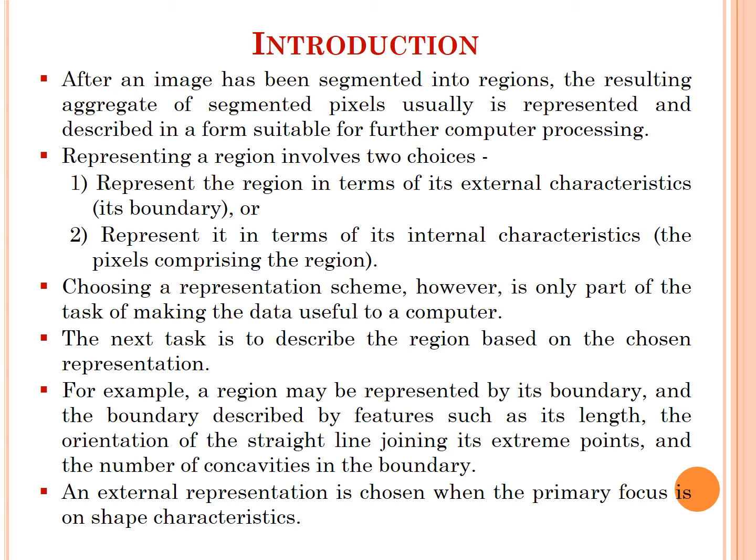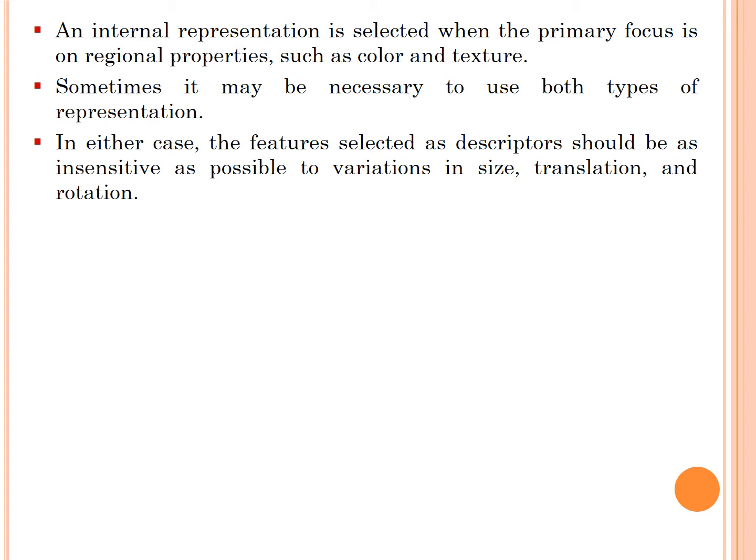An external representation is chosen when the primary focus is on shape characteristics. An internal representation is selected when the primary focus is on regional properties such as color and texture. Sometimes it may be necessary to use both types of representation. In either case, the features selected as descriptors should be as insensitive as possible to variations in size, translation, and rotation.